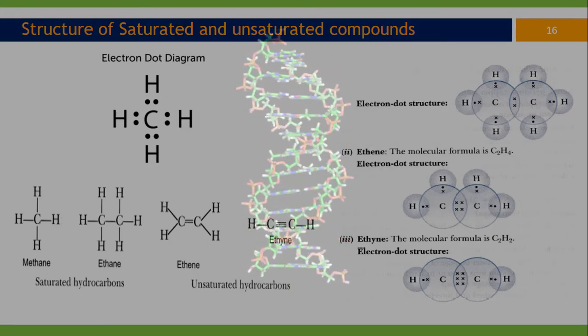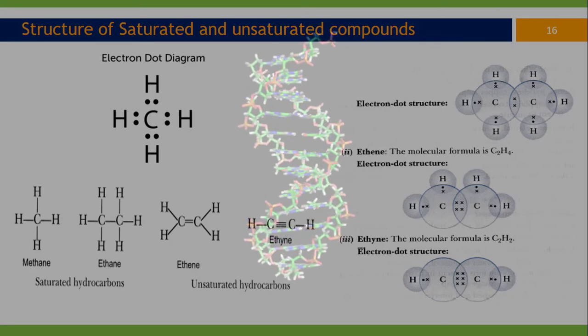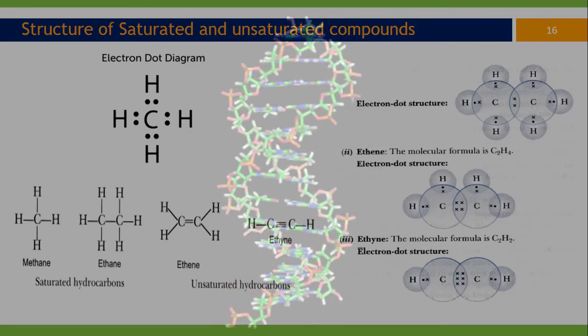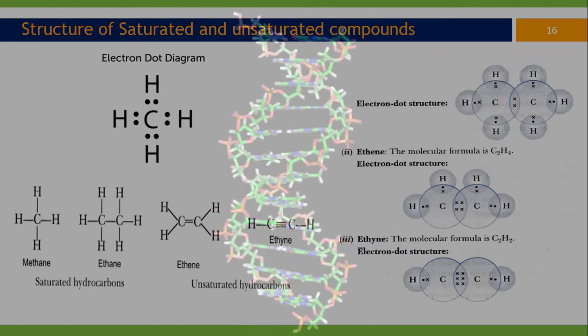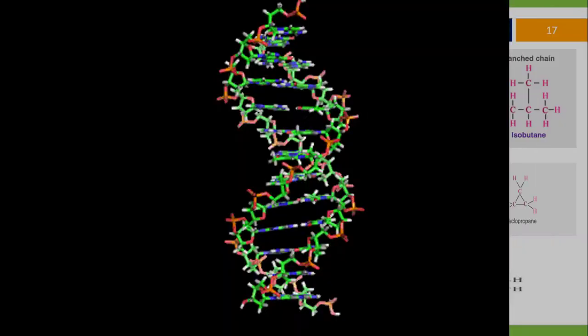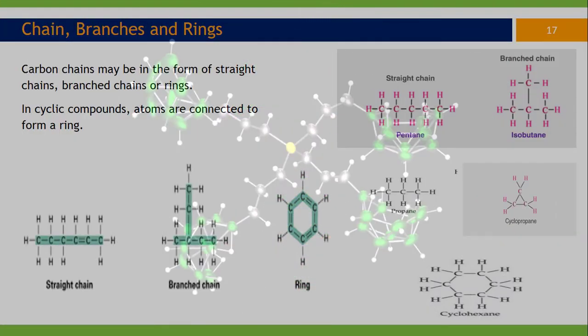An example of a ring structure is benzene. It has 6 carbon atoms arranged in a cyclic form. Another example of a straight chain is pentane. It has 5 carbon atoms linked in a linear manner. A branched chain example is isobutane. Another example of a straight chain is propane. Then cyclopropane is a ring structure, as well as cyclohexane.